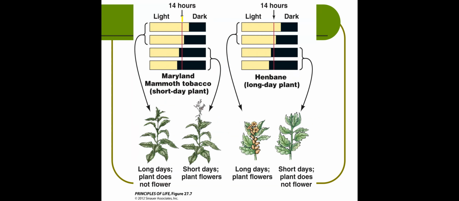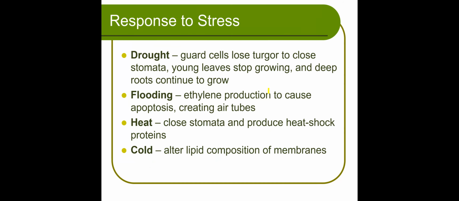So here's just kind of showing you this is our critical period here, and so depending on the type of plant, they need a certain period of dark. This would be a short day plant, and they're going to flower when they have shorter light and longer dark. This would be a long day plant, and they're going to flower whenever they have more light and less dark.